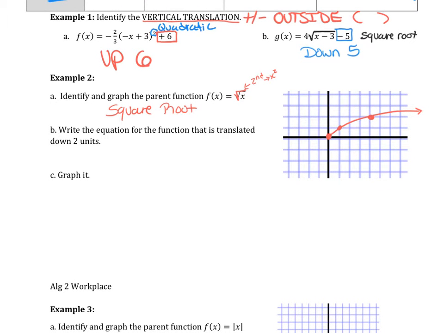Okay, so now letter B, we want to write the equation for a function that is translated down 2 units. So we want to go down 2. That means we're going to subtract 2 on the outside. So remember, when we are writing functions, we have to make sure that our type of function matches the parent function. So we had a square root for our parent function, so we have to make sure that our new function has a square root as well. And all we're going to do is subtract 2 on the outside. So we'd have square root of x, and then outside of the square root symbol, we would subtract 2.